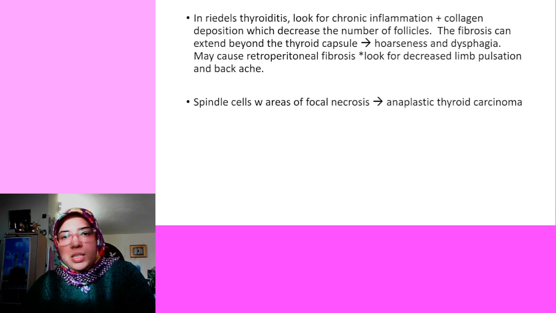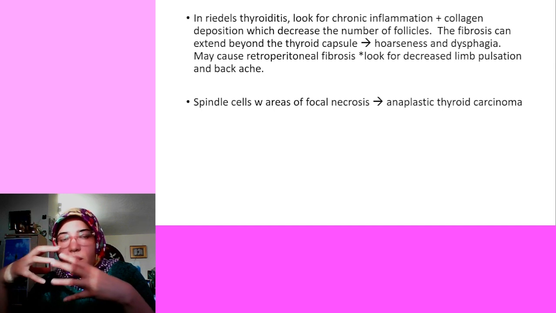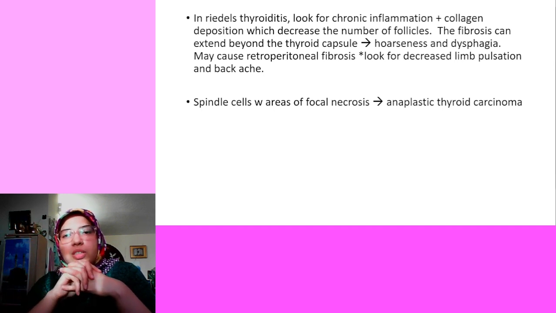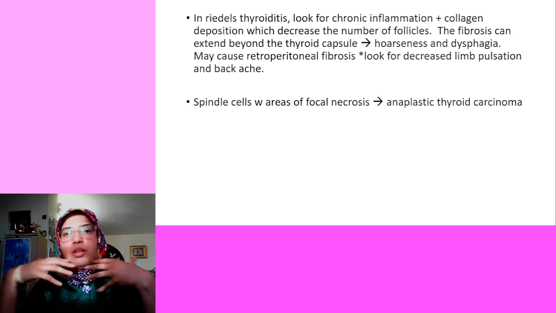In Riedel thyroiditis, you want to look for chronic inflammation. So Riedel thyroiditis is that large, hard, very firm thyroid gland. You want to look for chronic inflammation, collagen deposition. That's what's making it hard. It's the collagen and decreased number of follicles. The fibrosis can extend beyond the thyroid capsule.